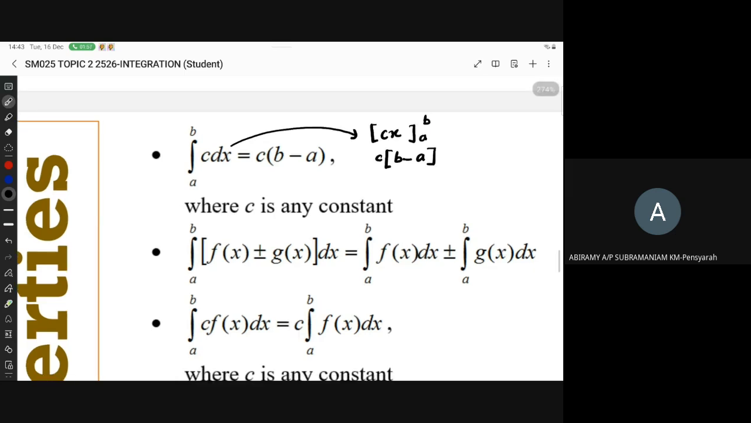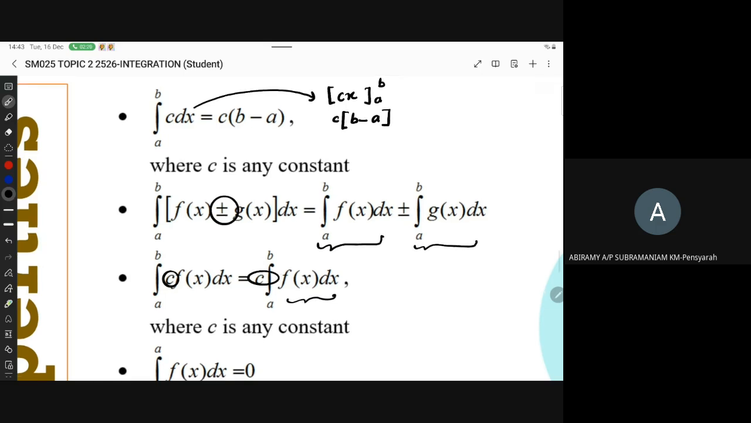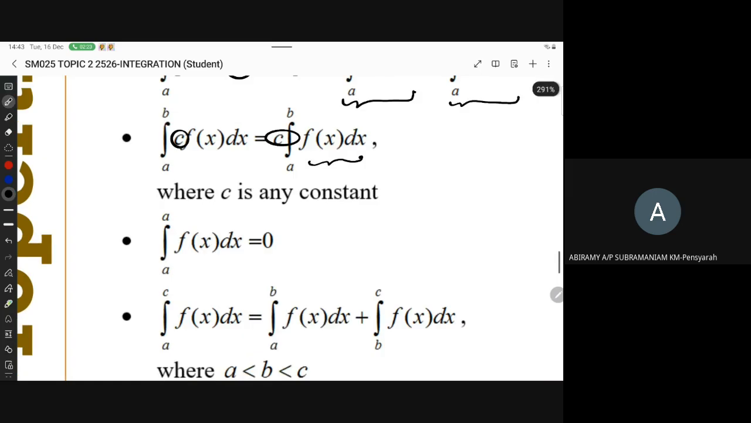And when we have addition or subtraction of two functions for a definite integral, we can separate the two functions and integrate them separately, a until b. For a function with a constant, a until b, we can always bring out the constant and integrate a until b. Now, if you integrate a until a, you will be getting 0.